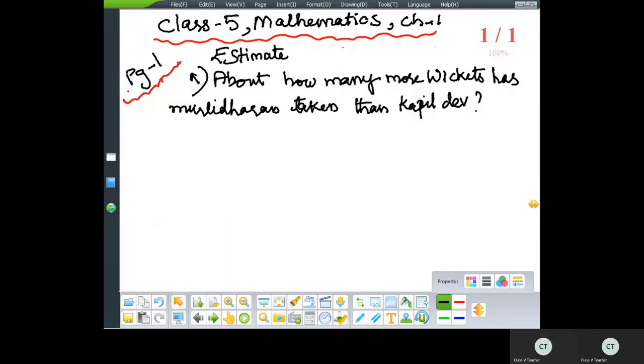Okay, so the estimated value you have to find out by the term itself. The question is about estimation. Yes, this is an estimation problem. And then, how many more? How many more means what? Subtraction. Okay. So now firstly, what are the wickets of Muralidharan?